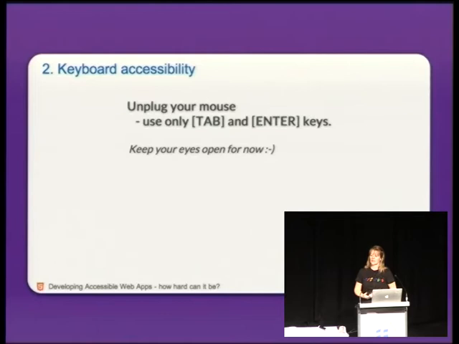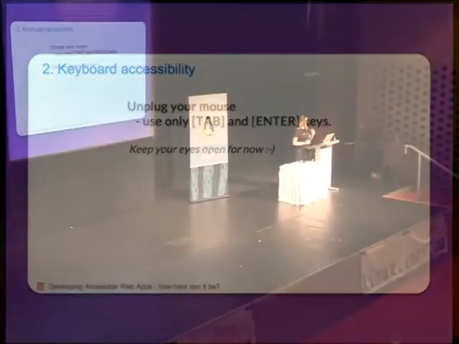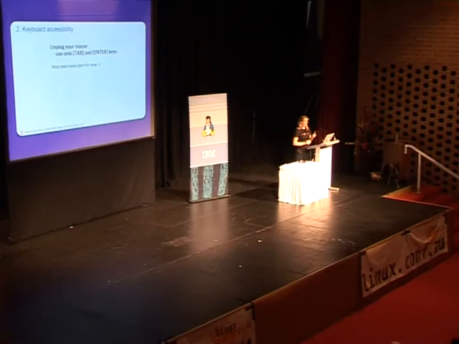You need to do that to make it keyboard accessible. So the best thing to do there is just unplug your mouse and try to use your application only with the tab and the enter keys. Tab and enter, that's all we're going to use. You can keep your eyes open for now, so we're not going to worry too much about what the screen reader says, but we just want to be able to reach the interactive elements.